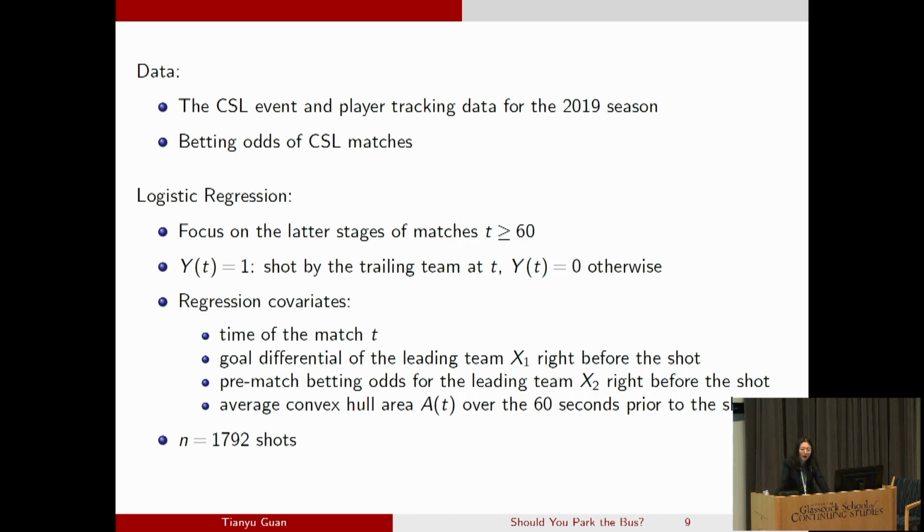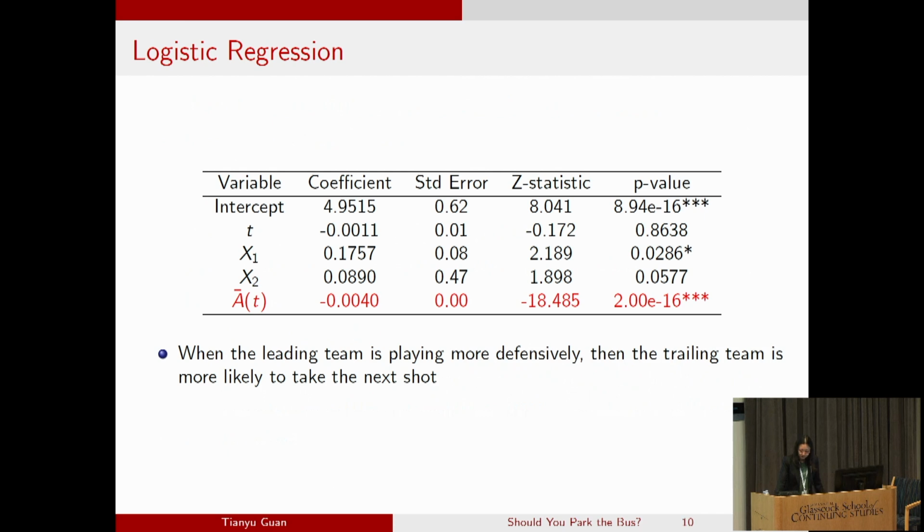So overall, we have around 1,800 shots in our data set. So this is our results, and we can see clearly that for the convex area, it has a small p-value, which means that it is statistically significant, and the coefficient is negative. That means when the leading team is playing more defensively, the trailing team is more likely to take the next shot.